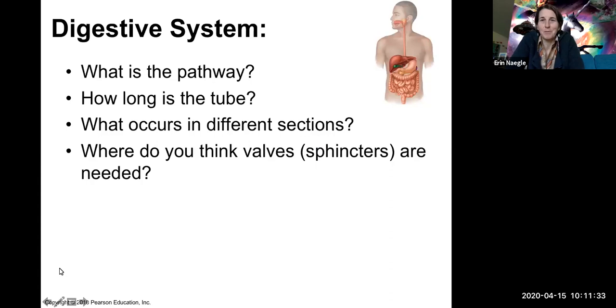So your digestive system or your alimentary canal. Let's talk about the pathway. Let's get a sense of how long the tube is, what occurs in different sections, and if you were to put in valves or sphincters, in other words, if you're going to put in muscles that kind of pinch the alimentary canal or the digestive tract closed, where do you think you need those?